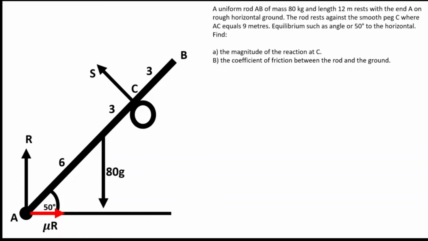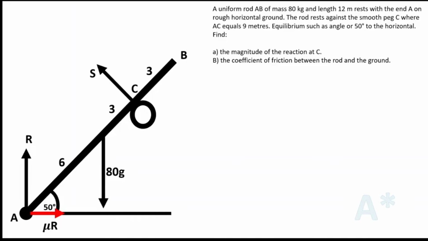The first thing we're asked to find is the magnitude of the reaction at C. So we're looking for that reaction force S. We're going to find that by taking moments. So, as we usually do, I'm going to take moments from A, but there is always a reason that I'm taking moments from A. If I take them from A, I can ignore the two forces R and mu R. Any force that goes through the pivot point when we're taking moments is going to have 0 moment. It's going to have 0 turning effect.